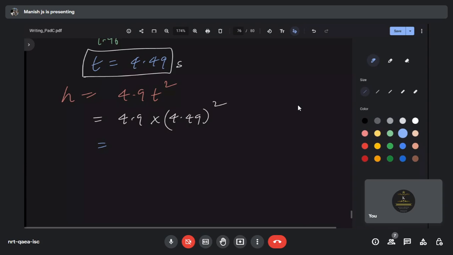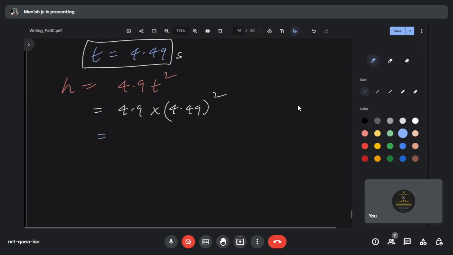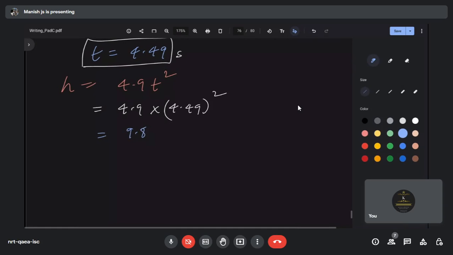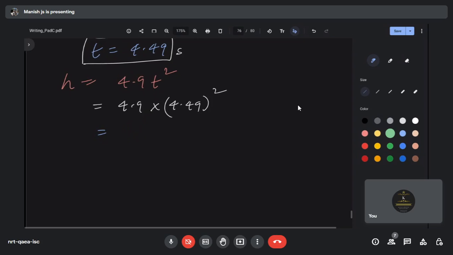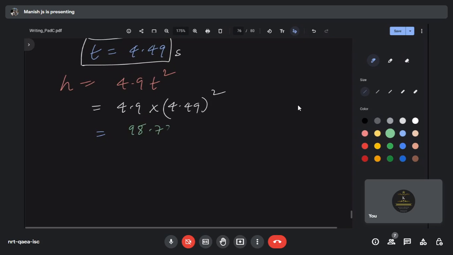So எவ்வளவு வருது? 4.49 square, how much you're getting? 98.78 வருது sir. 98.78. One second, let me write it down. So I hope correctly calculate பண்ணிருக்கீங்க நம்புறேன். So you should be very careful while doing the simplification. 98.78. So approximate இதை வந்து நம்ம 99 எடுத்துக்கலாமா? So you can take it as 99 meters.